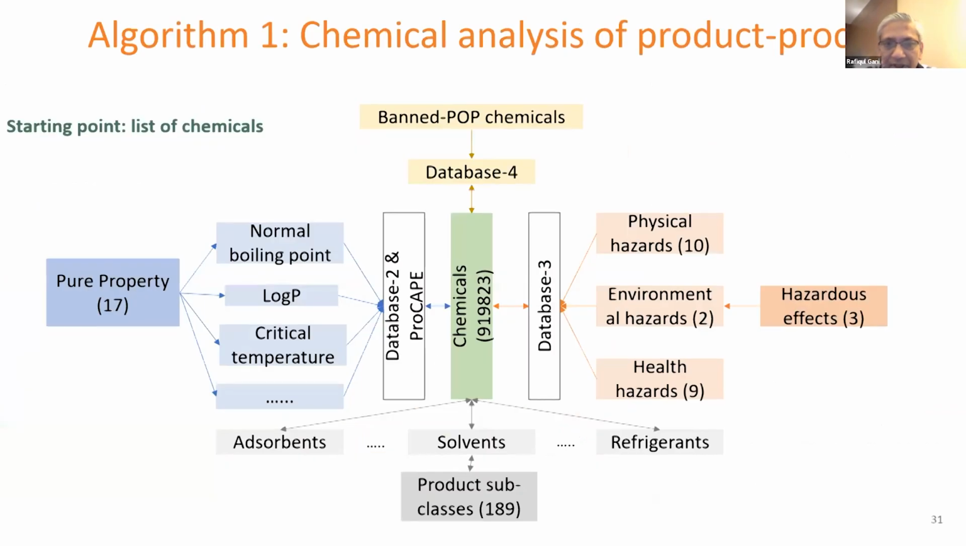Why is this important? We can see that. But first, to just highlight that we have those databases, we have collected nearly 900,000 chemicals with qualitative data at least.